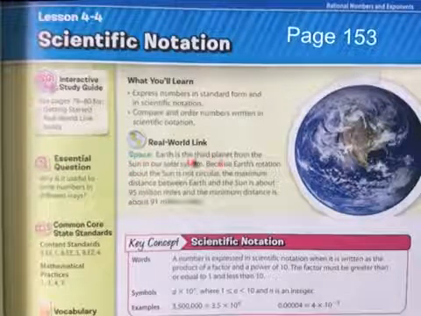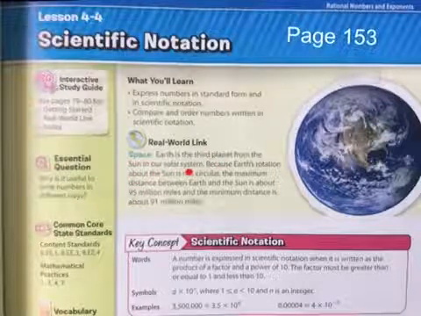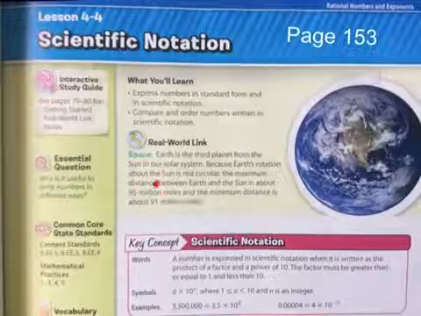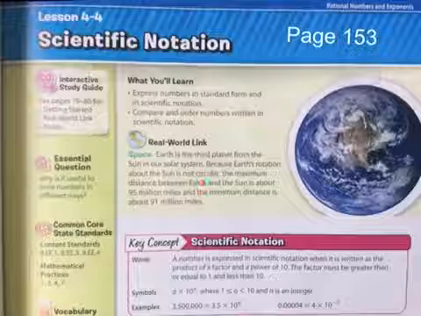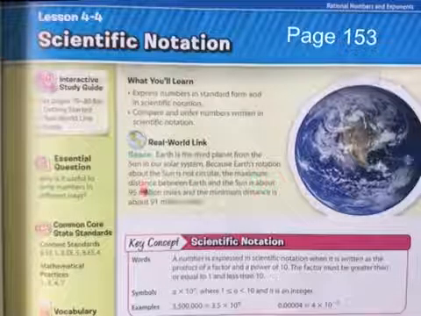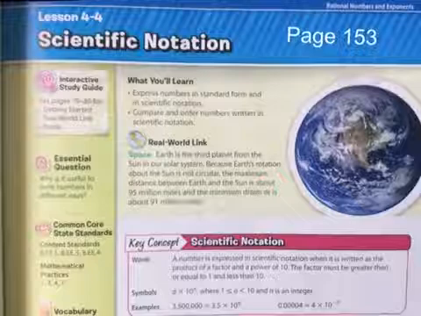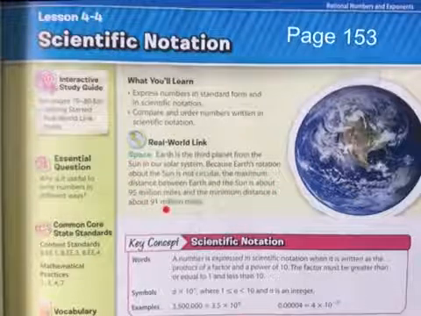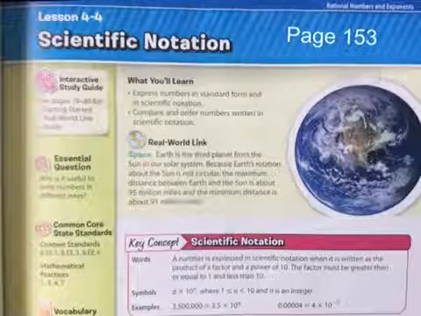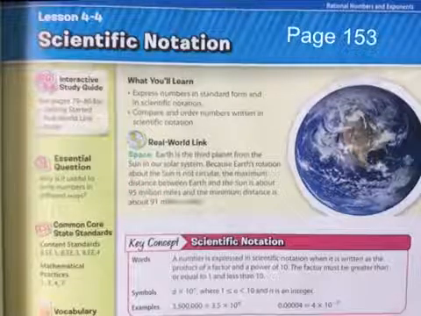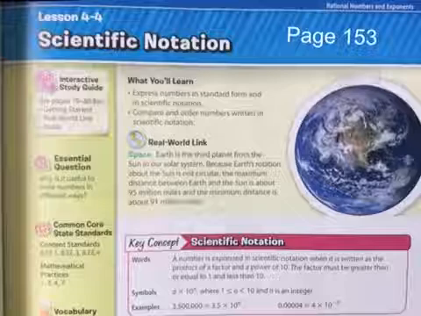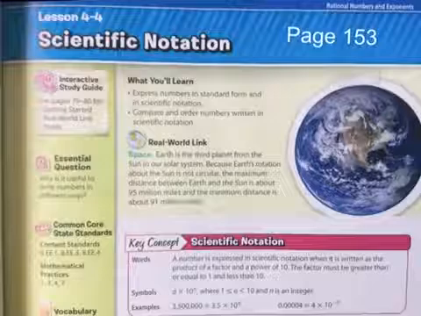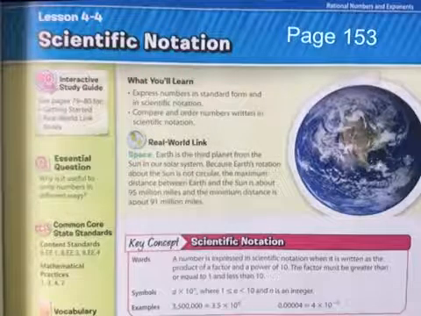Earth is the third planet from the Sun in our solar system. Because Earth's rotation about the Sun is not circular, so it's oval, the maximum distance between Earth and the Sun is about 95 million miles, and the minimum distance is about 91 million miles. So when we're writing 95 million and 91 million, that's a large number. That's a lot of zeros to write. So in order to save some space and not have to write so many zeros, we use scientific notation.